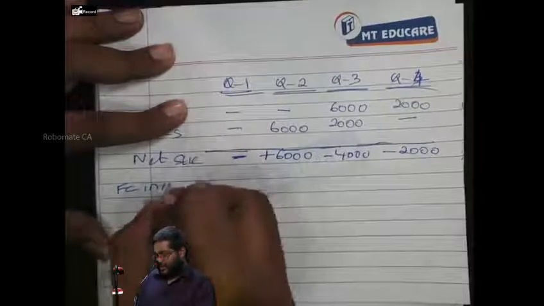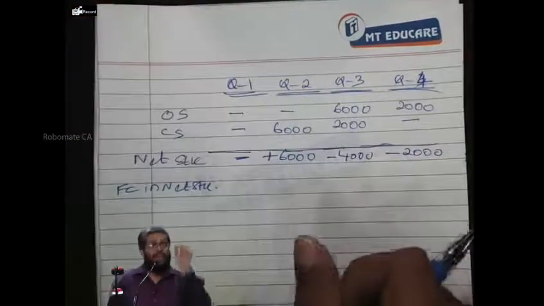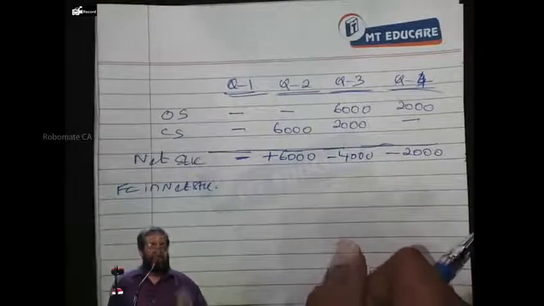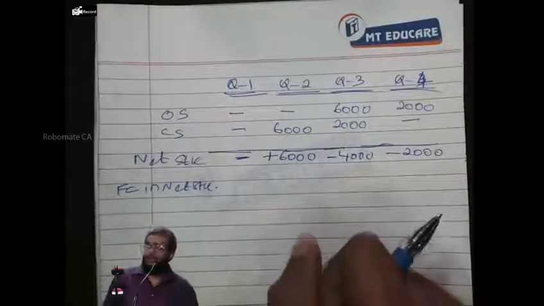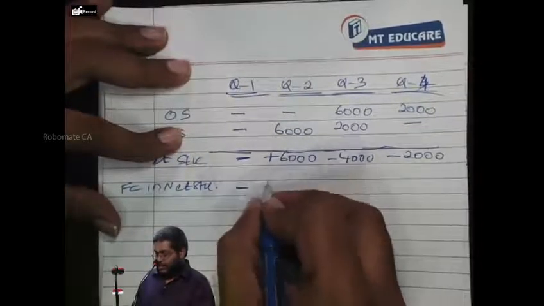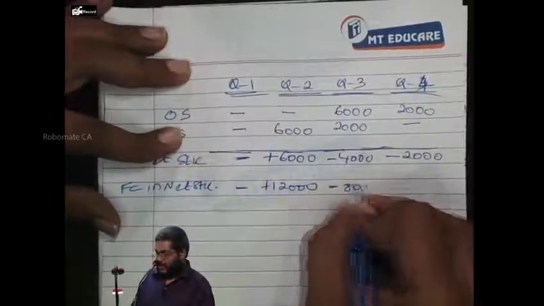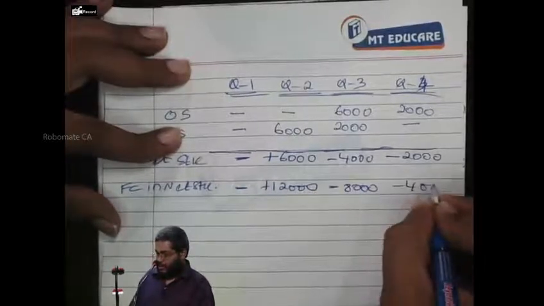Fixed cost in net stock. Every unit has got in it 2 rupees fixed cost. That means here how much is going to be? 0. 6,000 rupees, how much? I write plus 12,000, minus 8,000, minus 4,000.